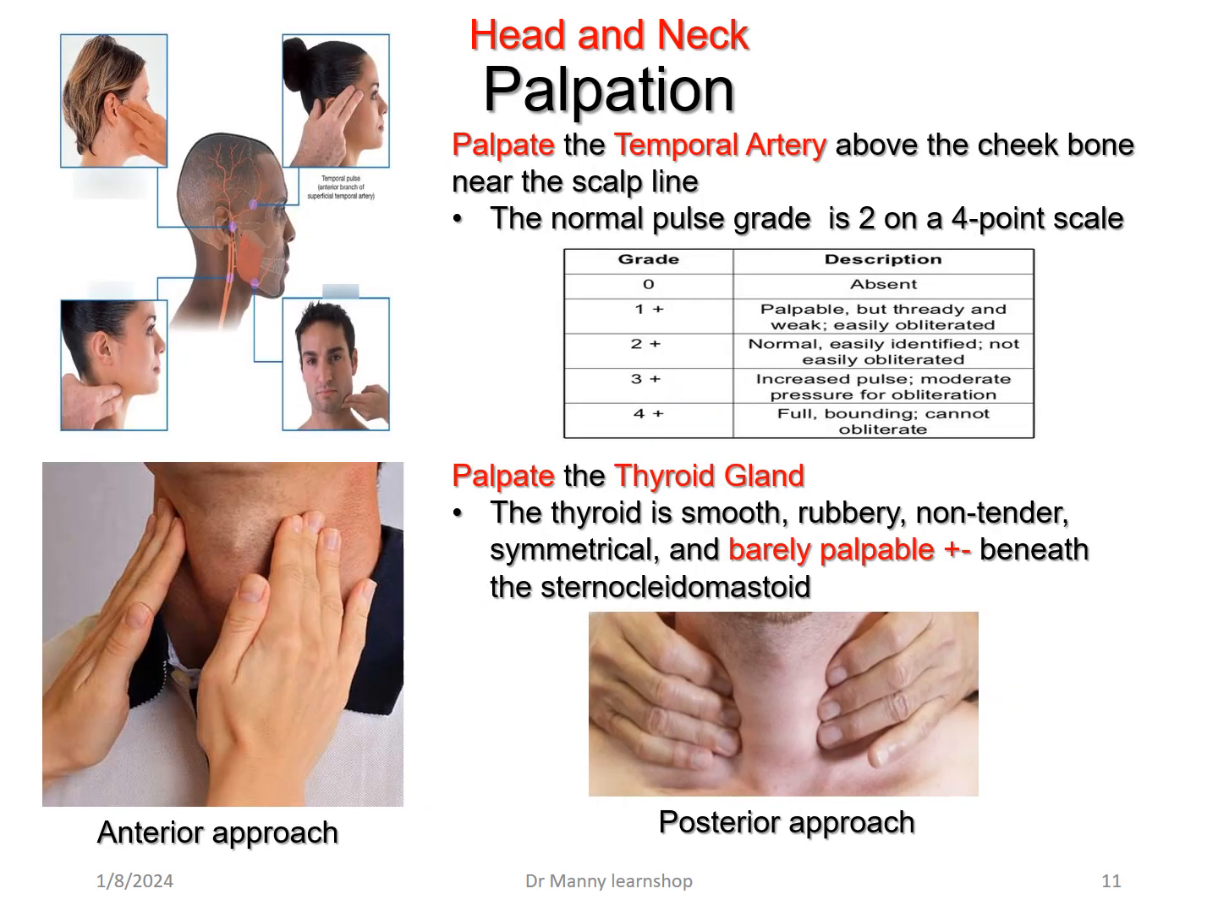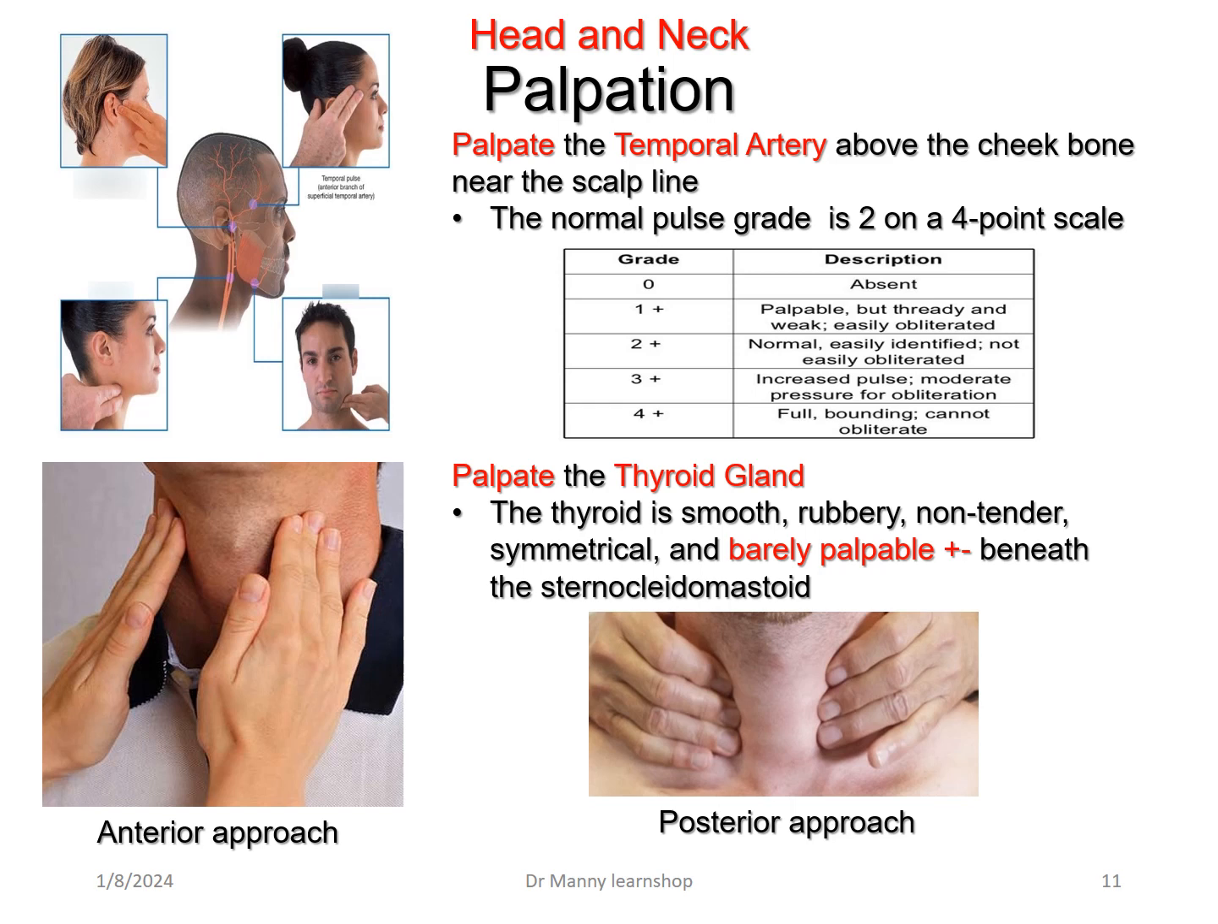When it comes to palpation of the head and neck, typically you would begin to palpate the temporal artery, which is above the cheekbone near the scalp line. And the normal pulse grade for all pulses is typically 2 on a 4-point scale, which means it's normal and easily identifiable and not easily obliterated.